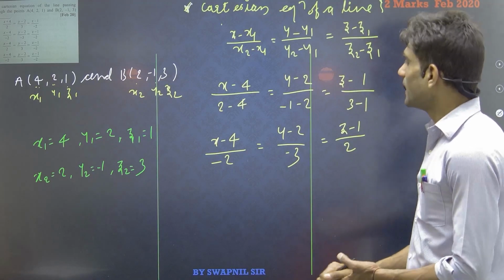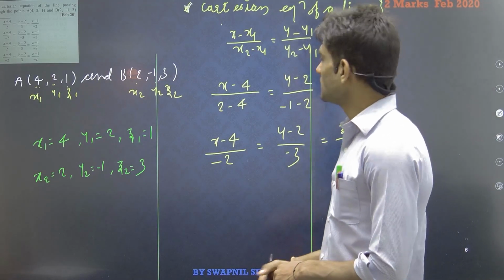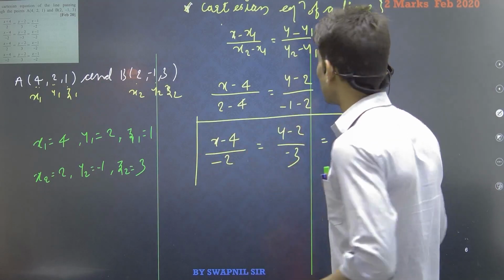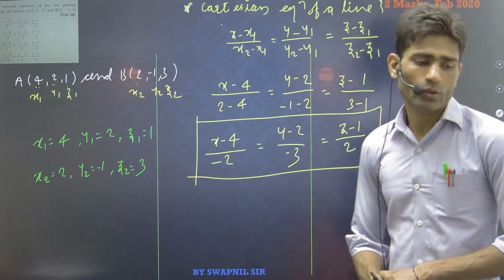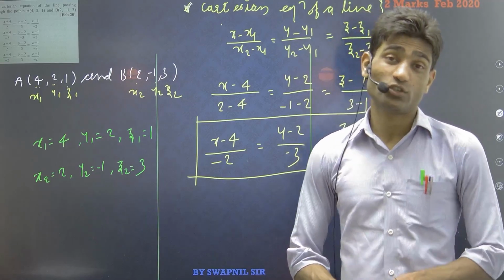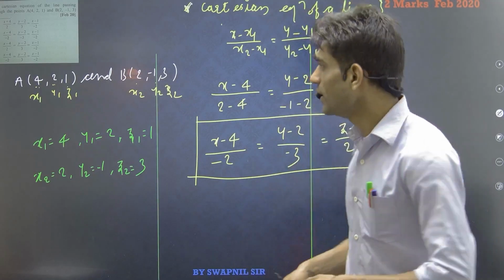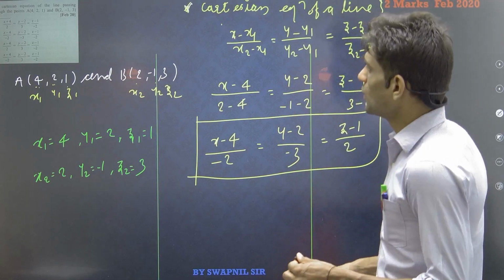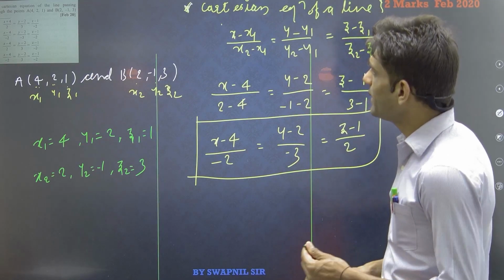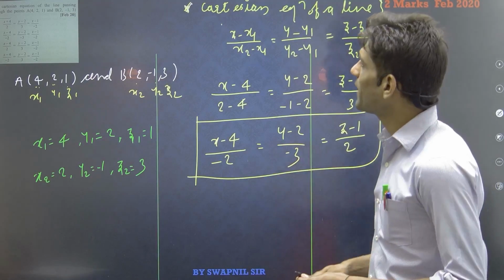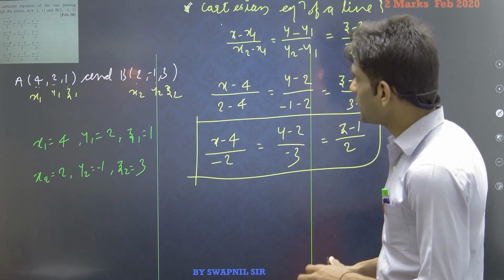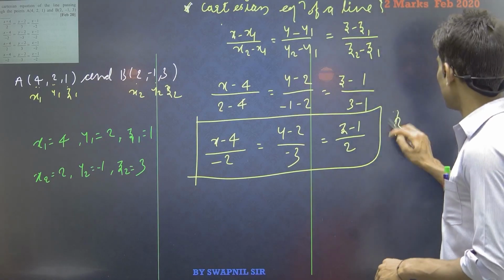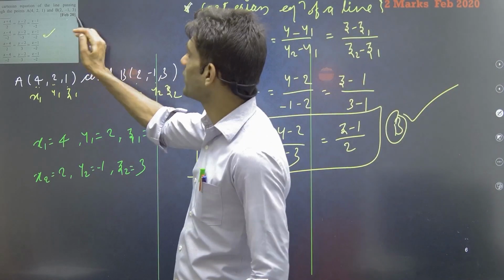Now see which option is correct. This is our required answer for the Cartesian equation of a line in our example. Now verify which option is correct. x minus 4 divided by minus 2 gives us options B and D. After that, y minus 2 divided by minus 3 gives us only option B. So our required option B is correct here.